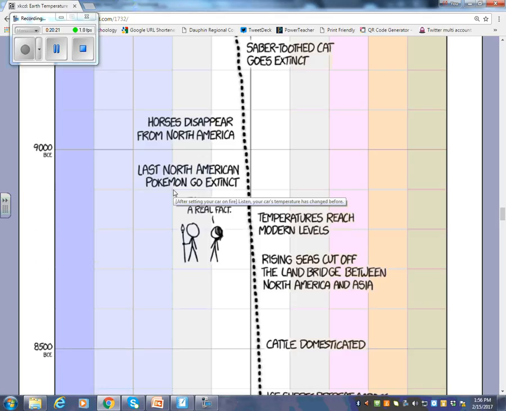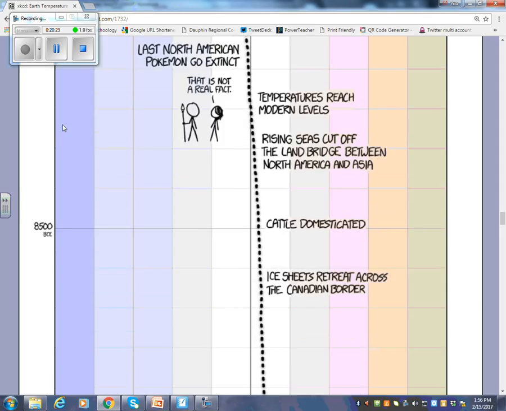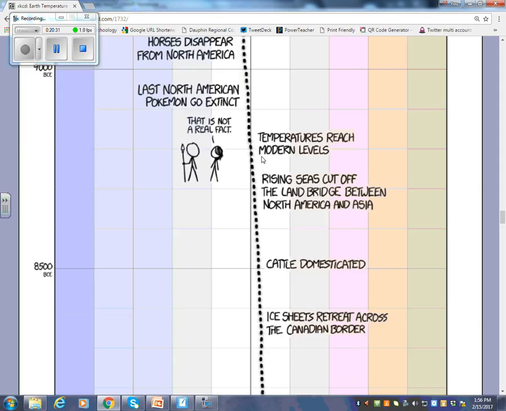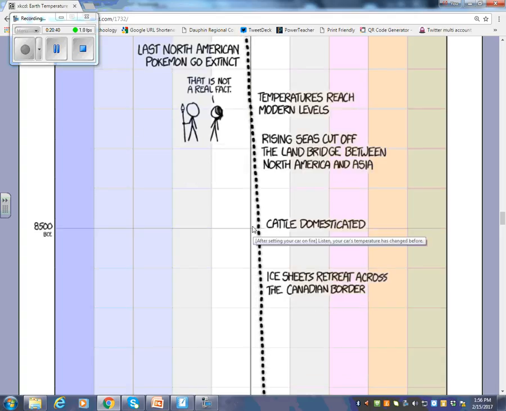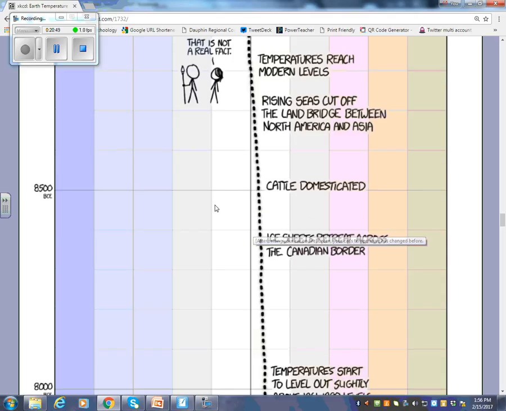Last Pokemon goes extinct. That's what happened, 9,000 BC. It's a fact, it's on the internet, must be true. Okay, now look what happens here. No, it's not true. It's just a gag. This is not a real fact. See, it says it right there. Now we're actually above a little bit. In that 20,000 to 8,000, we've gone up about 4 degrees. That's a huge amount. Pokemon will come back.